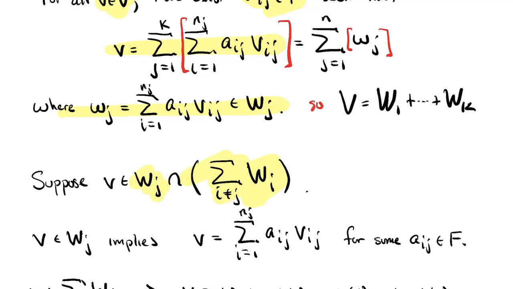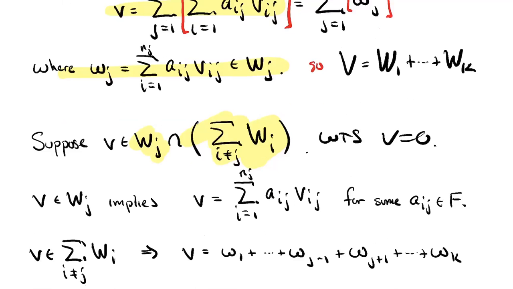All right. My goal is to show that this thing is 0. I want to show that v is equal to 0. So let's just look at what we've got. I'm going to use similar notation to what I did above. If v is in W_j, I can write it as a linear combination of the beta sub j basis vectors. Those beta sub j basis vectors look like v_ij, where i goes from 1 to n_j. All right, that's because beta sub j is a basis.